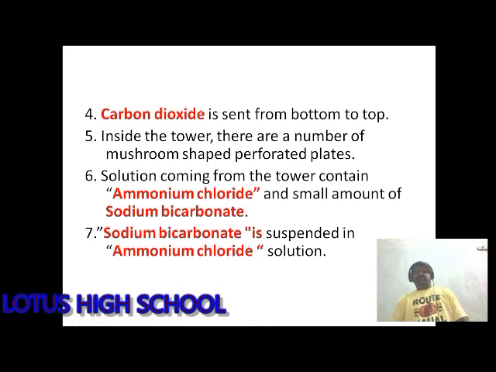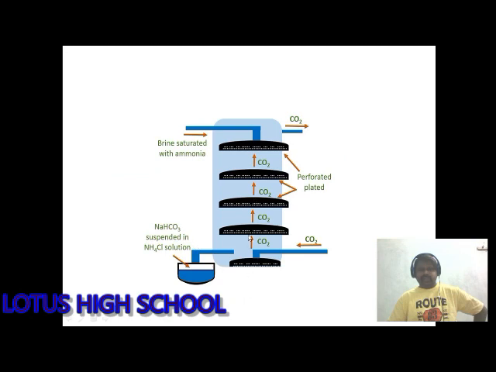Next, inside the tower there are a number of mushroom shaped perforated plates, and the solution coming from the tower contains ammonium chloride and a small amount of sodium bicarbonate. Carbon dioxide is going upwards and brine saturated with ammonia is coming downwards, and both react with each other. The products slowly come down: NaHCO3 and NH4Cl, and NaHCO3 is completely suspended in the ammonium chloride solution.